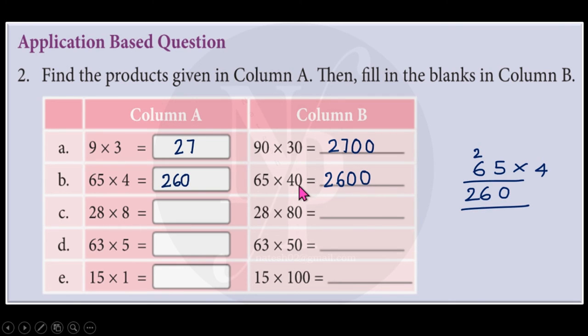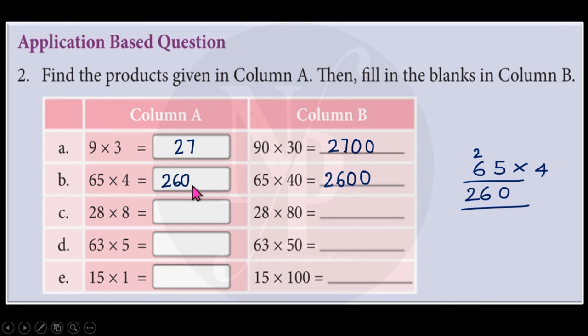Since we have one zero in the factors or the numbers being multiplied, in ones place, we get 1 zero more in this product compared to this product.